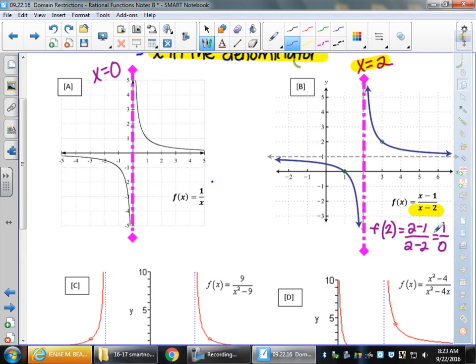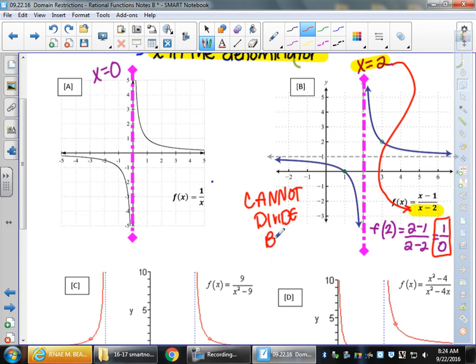We're just testing out this value. We notice that the graph is avoiding this x value. And then what happens if we plug this in for x? When we do, what giant red alert do we get? Can 1 be divided by 0? Can we divide by 0? Cannot divide by 0. Oh, no.